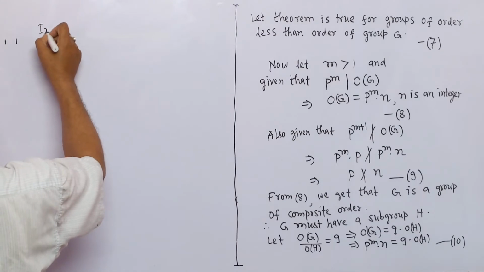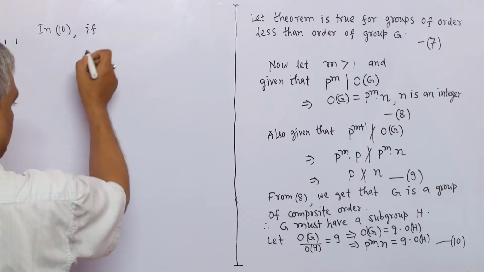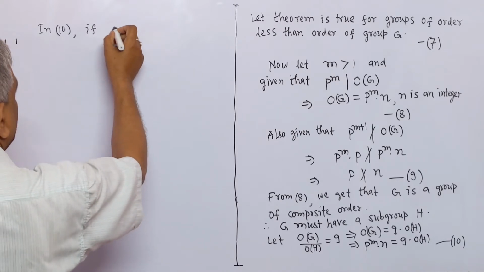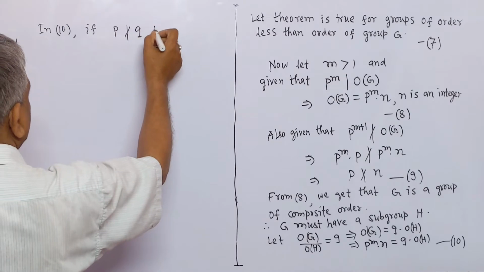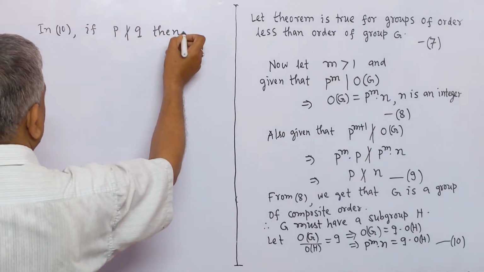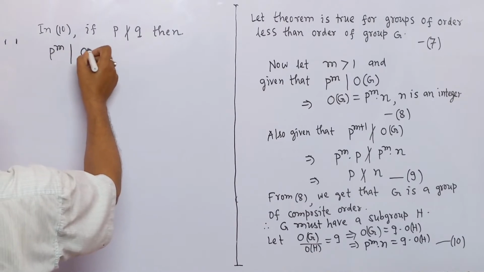In 10, if P does not divide q, then P to the power m divides order of H.